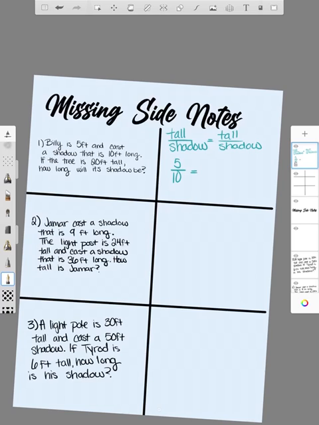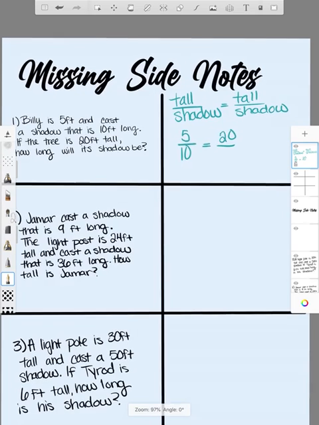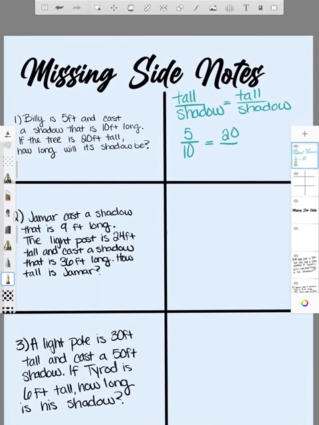And now our fraction to the right, I'm going to talk about the tree. All right, our tree is 20 feet tall, so I'm going to put it on the numerator spot. But we don't know how long the tree's shadow is. So in that section, I'm going to put down an X. All right, so now I can do one of two things. I go and cross multiply and divide, or I can simplify.